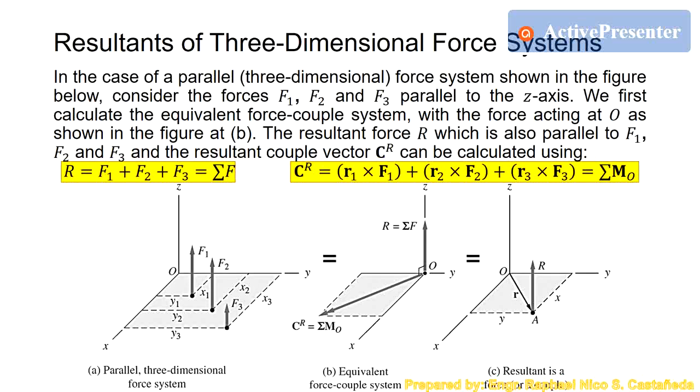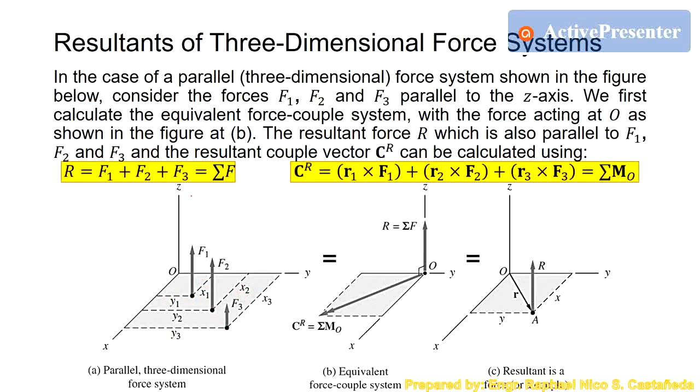So the next type of force system we're going to discuss is the parallel force system, which is shown here in the figure. As you can see, we have three forces that are parallel to the z-axis and are located at certain points with coordinates. For example, for this point, we have x1 and y1. This point right here is located at x2, y2, and the third force is at x3, y3. So basically, all the forces are parallel to each other.